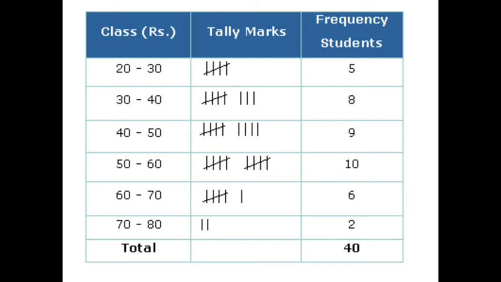How to find the width or size of the class interval? We find the difference between the upper class limit and the lower class limit. That means if we take the 20 to 30 class and subtract 20 from 30, we get 10. So the size of this class is 10.